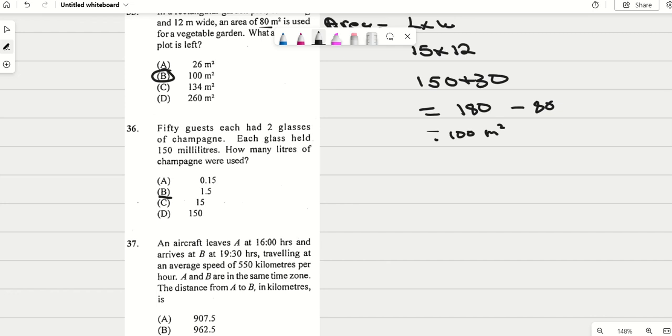I believe the answer is C, but let's check it out. 50 guests have 2 glasses of champagne each. Each glass contains 150 milliliters. How many liters of champagne was used?